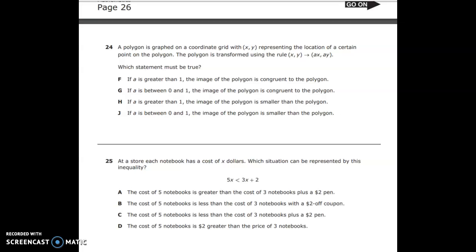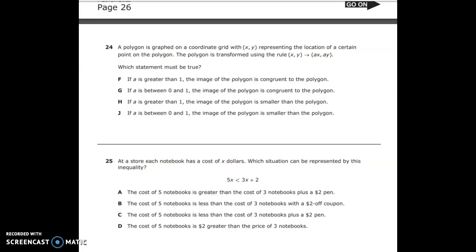Okay, we'll continue now with part 2, starting with number 25. At a store, each notebook has a cost of X dollars. Which situation can be represented by this inequality? 5X is less than 3X plus 2. The cost of 5 notebooks is greater than the cost of 3 notebooks plus a $2 pen.